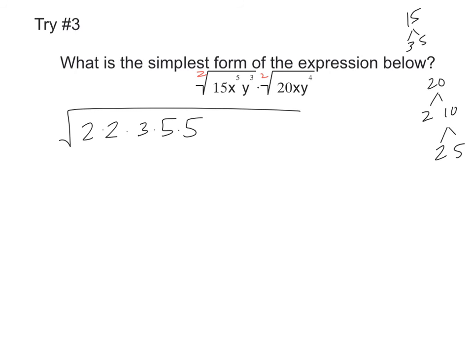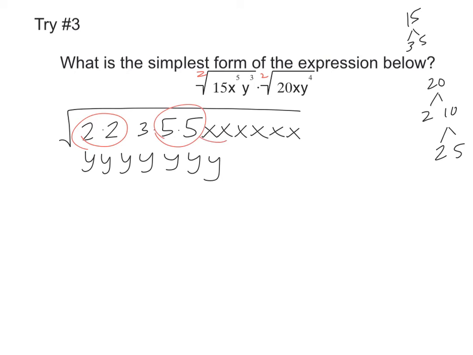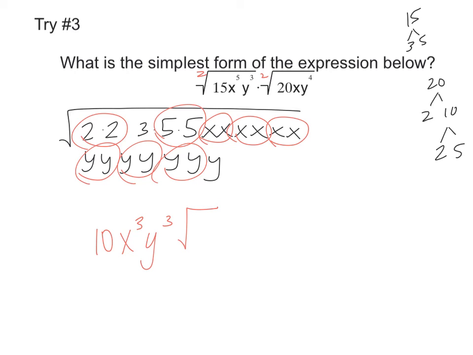That looks better. Then I have 6 x's. And I have 7 y's. This is square root, so I need pairs. So our answer is going to be 10x cubed y cubed square root of 3y. And we are done. Remember guys, if you have any questions, please come see me for tutoring.